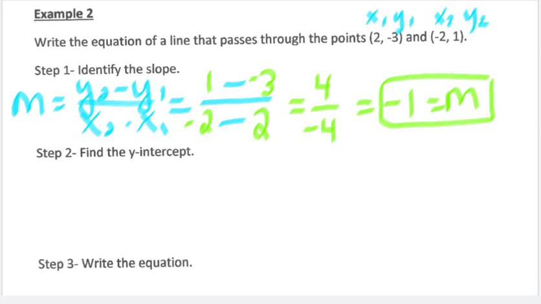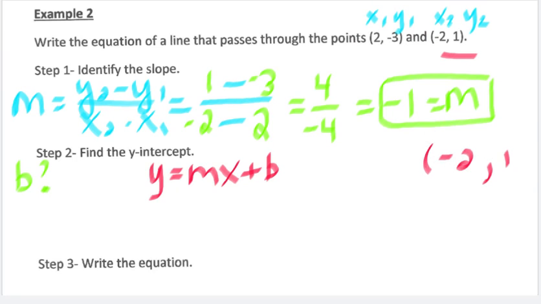Okay, so now we need to figure out what our b is. Y equals mx plus b. All right, so let's rewrite that. Y equals mx plus b. Now we know our m is -1, so that's what we're going to plug in there. Now for our x and our y, we're going to choose one of these points up here. Either one will work. So let's go with this one. My x and my y for this step will be -2 and 1.